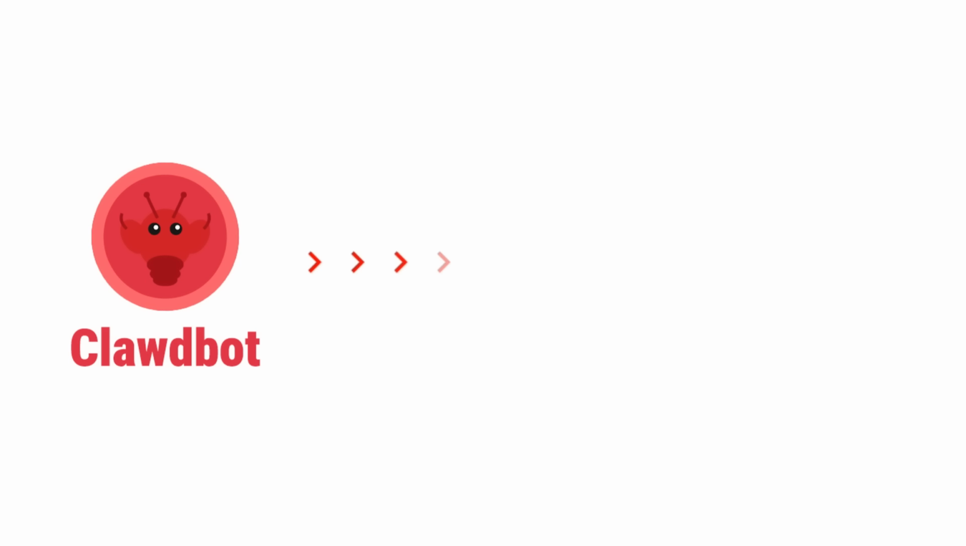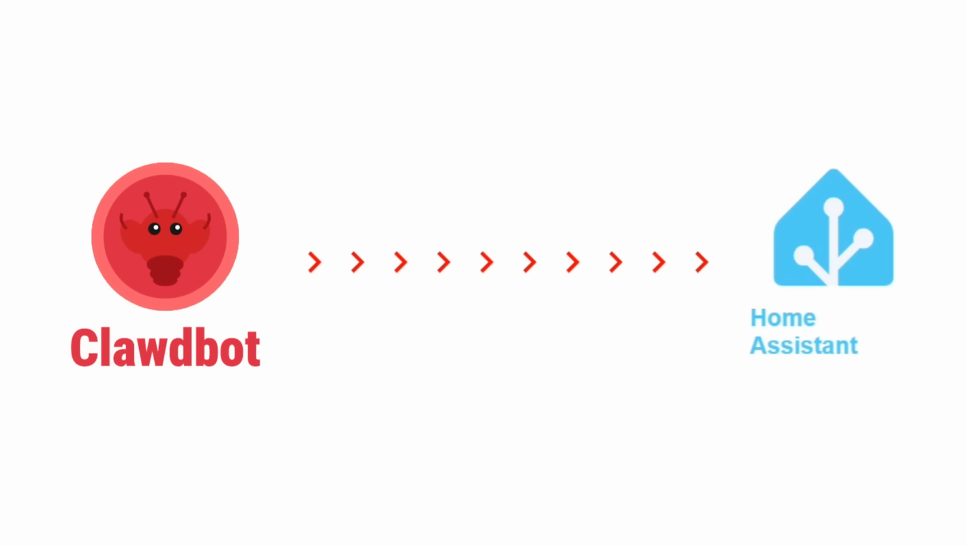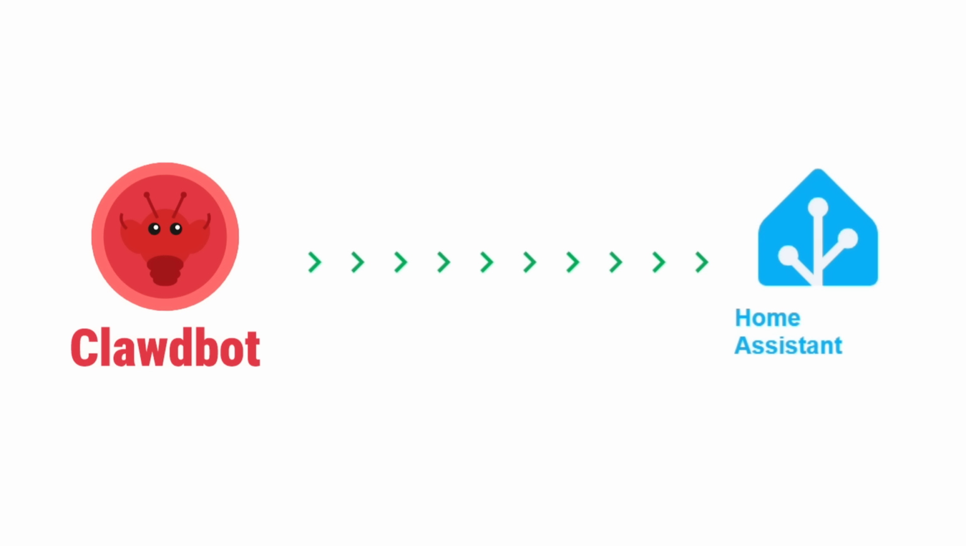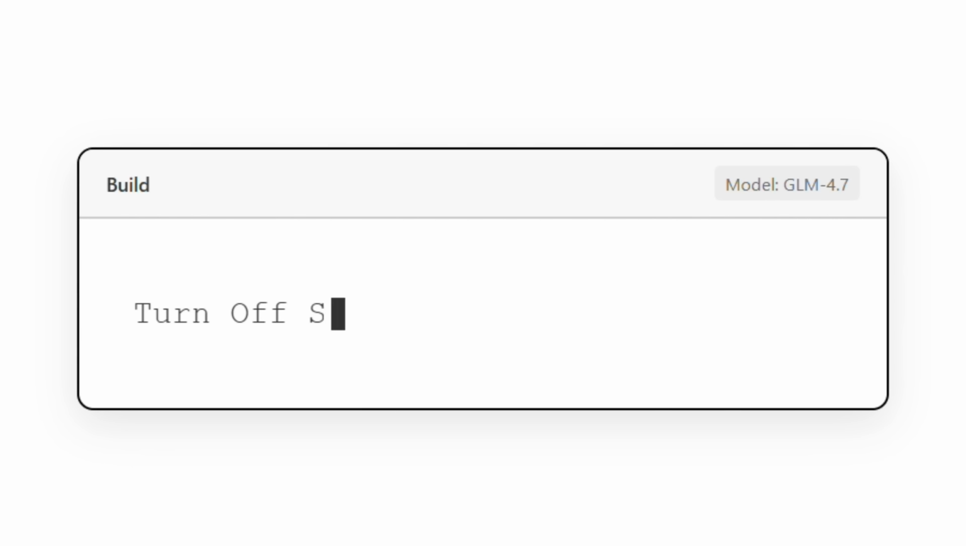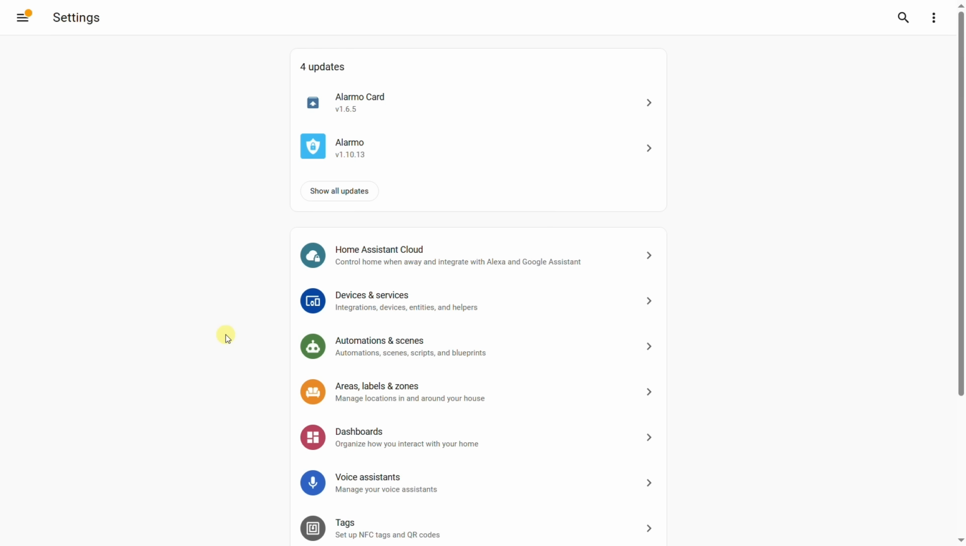In this video, I'm going to show you how to install Clawdbot, connected directly to Home Assistant's MCP server and use AI to have natural conversations that control your smart home devices. All right, this build has two key pieces of software that need to communicate. First, in Home Assistant, we need to install the MCP Server. This is what allows Clawdbot to talk directly to Home Assistant.